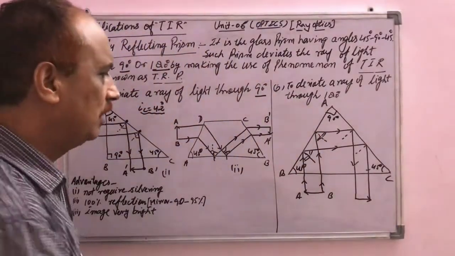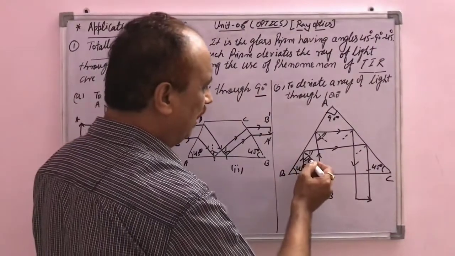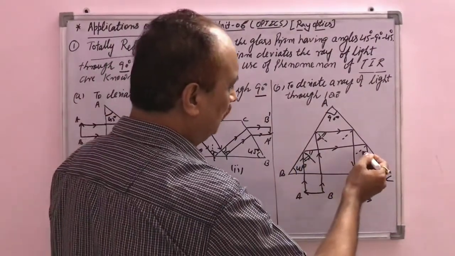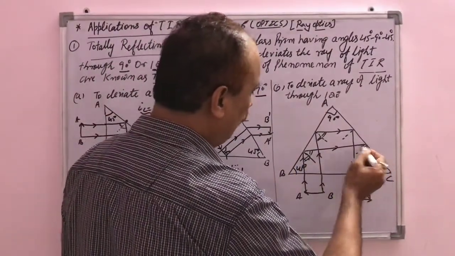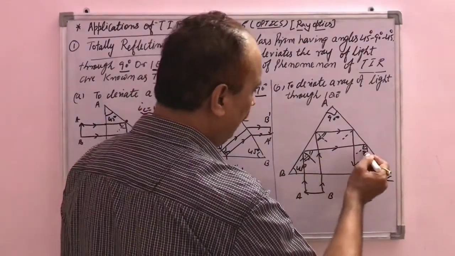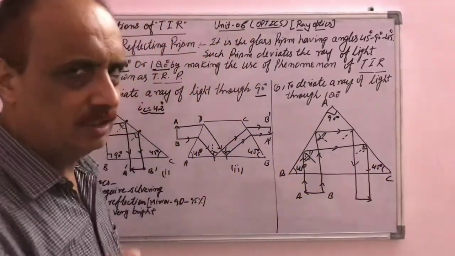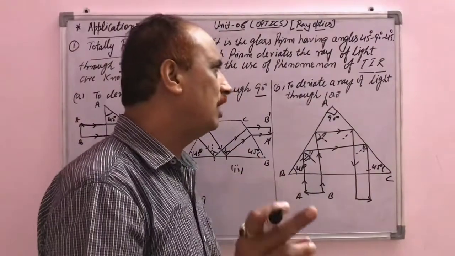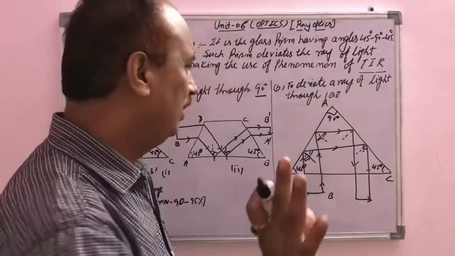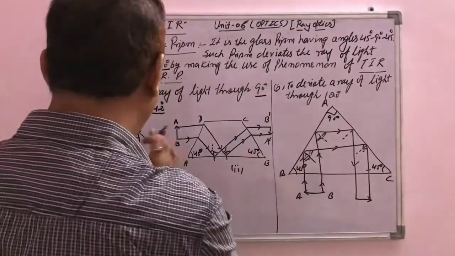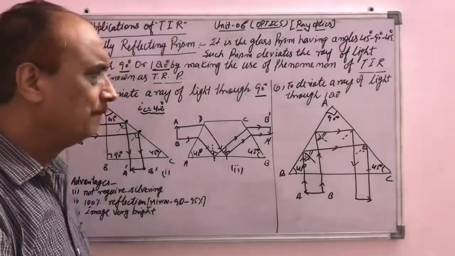Again you can say, first of all there is a 90 degree bend here, and again there will be a 90 degree bend at another point, so the total angle is 90 plus 90, that is equal to 180 degrees. So we can say that it is a deviation through 180 degrees. This skill will be asked in the examination.